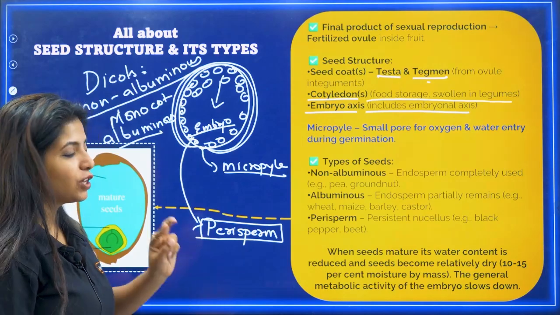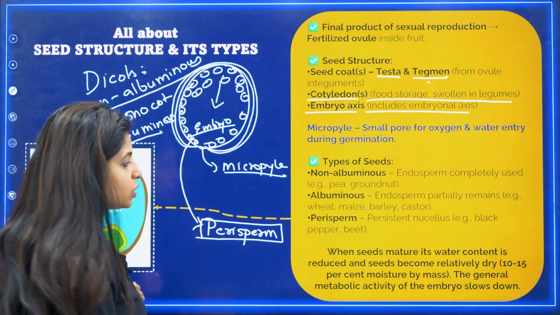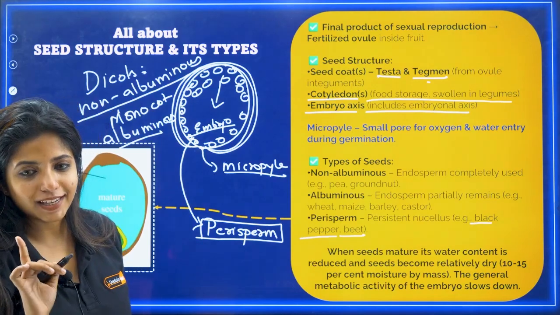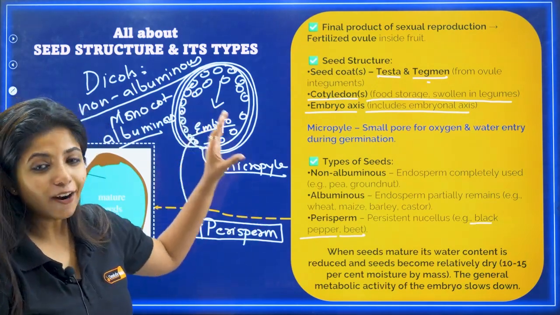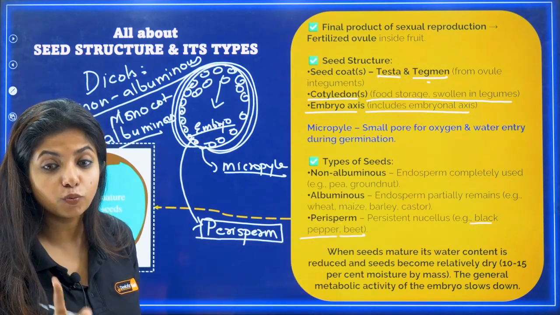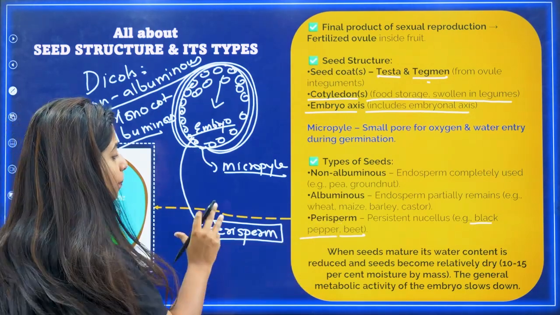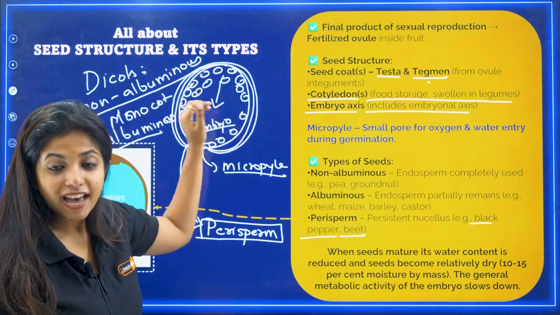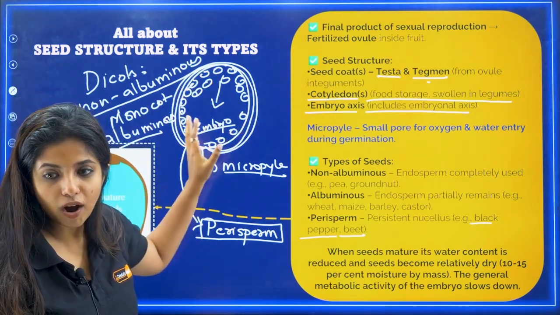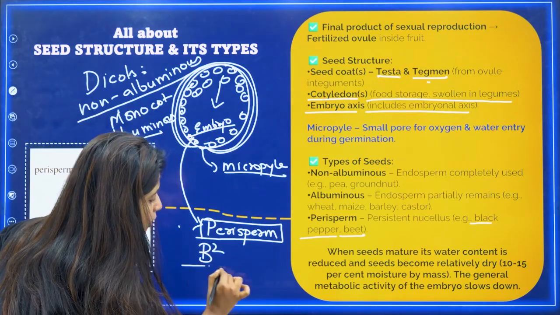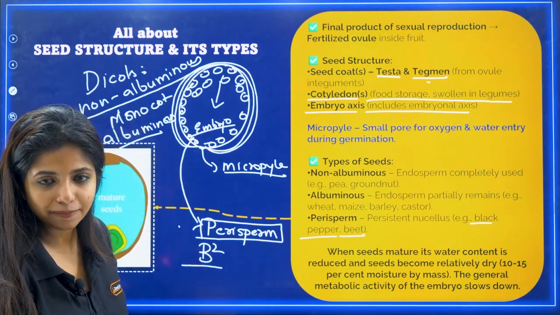And where do you see it? You see it in B square. What is B square? Black pepper and beet. One very favorite question for KCET. Remember, all these questions are from your NCERT. These statements are taken from your NCERT. This would give you a lot of questions. So perisperm is what? The persisting nucellus which wants to nourish the embryo. And where do you find it? B square. That is black pepper and beet.